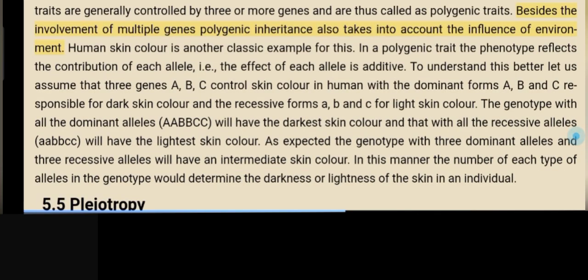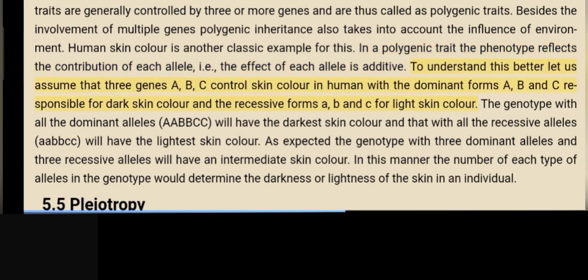Besides the involvement of multiple genes, polygenic inheritance also takes into account the influence of environment. Human skin color is another classic example for this. In a polygenic trait, the phenotype reflects the contribution of each allele, i.e., the effect of each allele is additive.